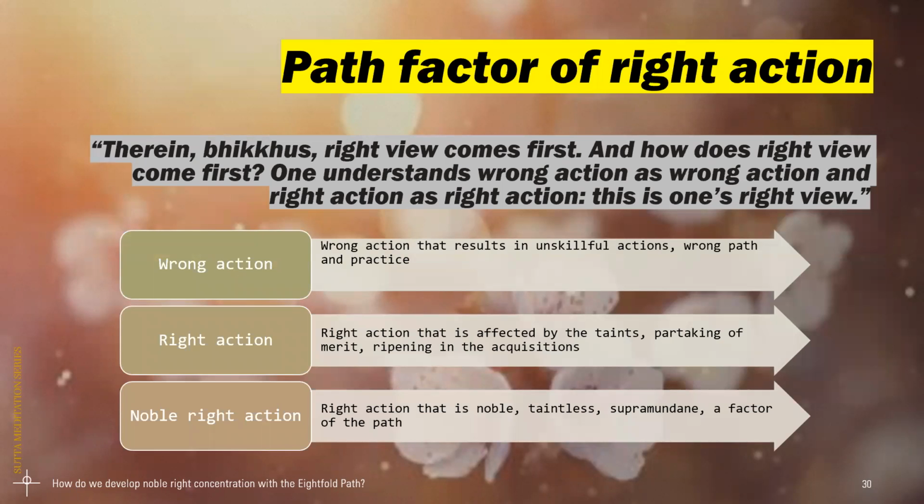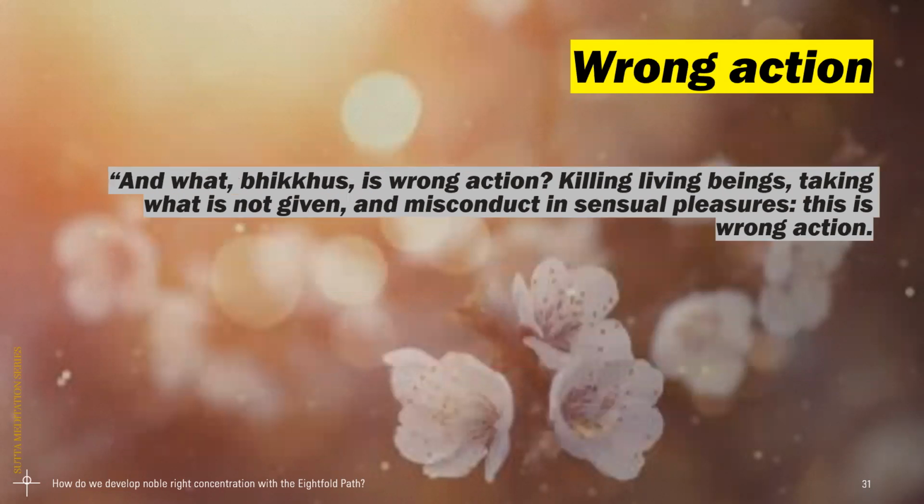So the path factor of right action is the next one. So I'll go through this a little more swiftly. The same thing arises. We get the right view. So we know that wrong action is wrong action, right action is right action. And so Buddha goes through the distinction around that. So when it comes to wrong action, this is all the bodily misconduct: killing living beings, taking what is not given, and misconduct in sensual pleasures.